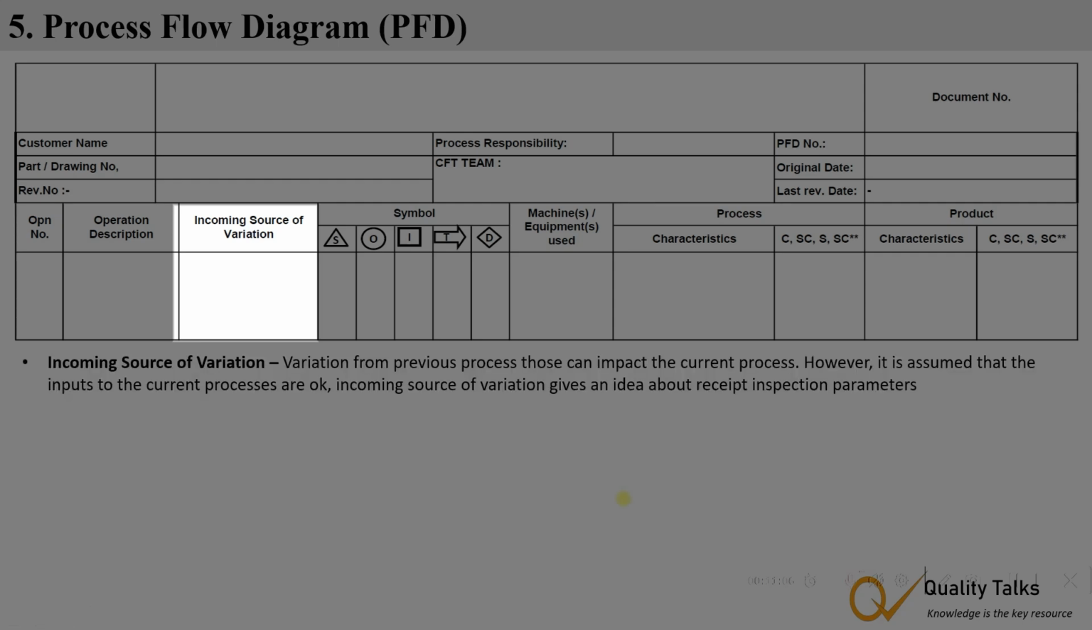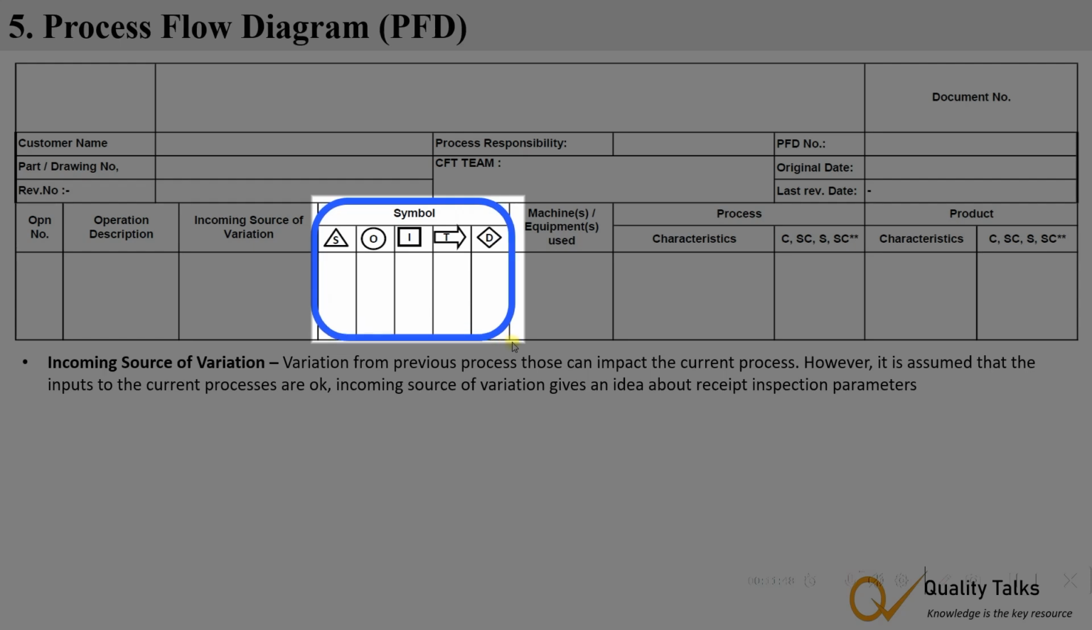Incoming source of variation is the variation from the previous process. Those can impact the current process. However, it is assumed that the inputs to the current process are okay. Incoming source of variation gives an idea about receiving inspection parameters. So it is just a glimpse of PFMEA of the previous process. Okay, so whatever input you need for the incoming inspections is coming here.